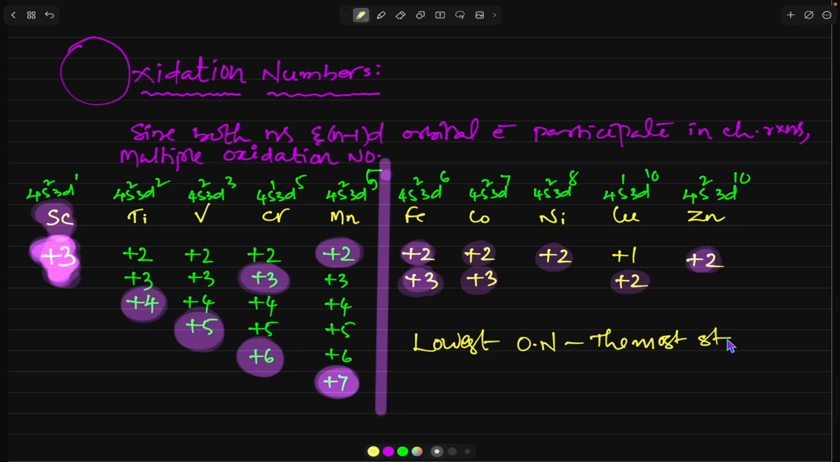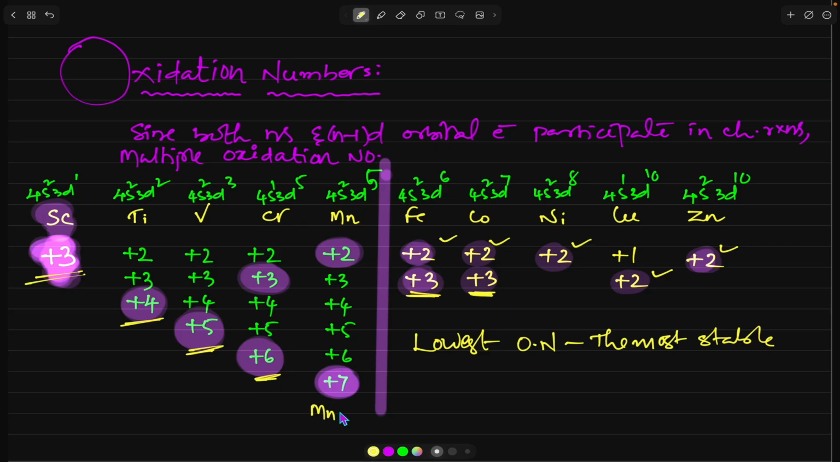What is the meaning here? +2 is stable for everybody. You can check: +2 is the least oxidation number exhibited by these elements. That's why +2 is the stable oxidation number. Along with +2, +3 is shown by iron and cobalt. But when it comes to the first 5 elements, +2 is not stable. What is stable? Their highest oxidation numbers are stable, right? For manganese, it is +7.